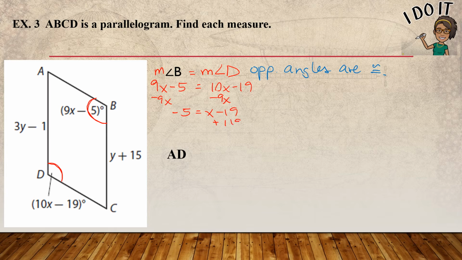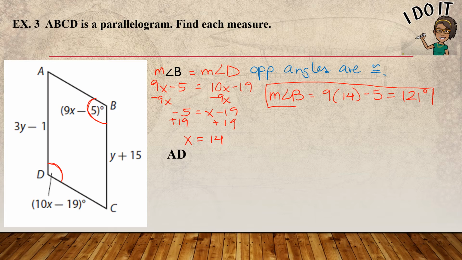Then we're just doing some simple algebra to solve for x. So we're going to add 19 to both sides. So we end up with x is equal to 14. But remember, we're not looking for x, we are looking for the measure of angle B. So the measure of angle B is equal to 9 times 14 minus 5. So 9 times 10 is 90. 9 times 4 is 36, so 36 plus 90 gives me 126. 126 minus 5 gives me 121 degrees.